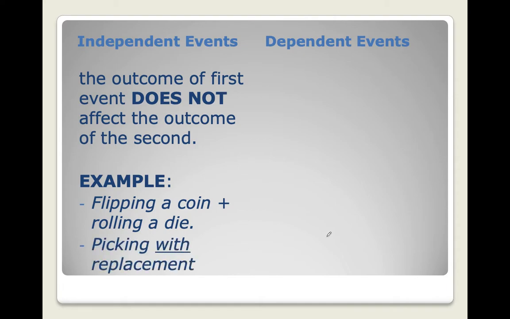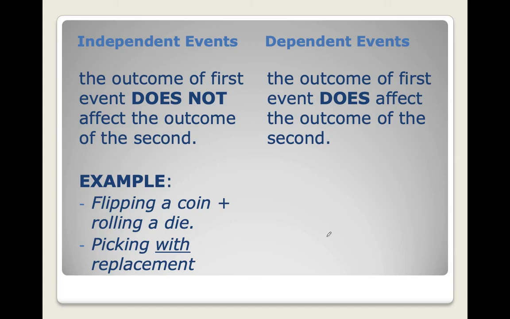Another example is if you're picking something with replacement, meaning if I pick that marble and then I put it back before I pick another one. Those are independent of one another because the choices remain the same for each pick since the first pick has been put back in the bag.